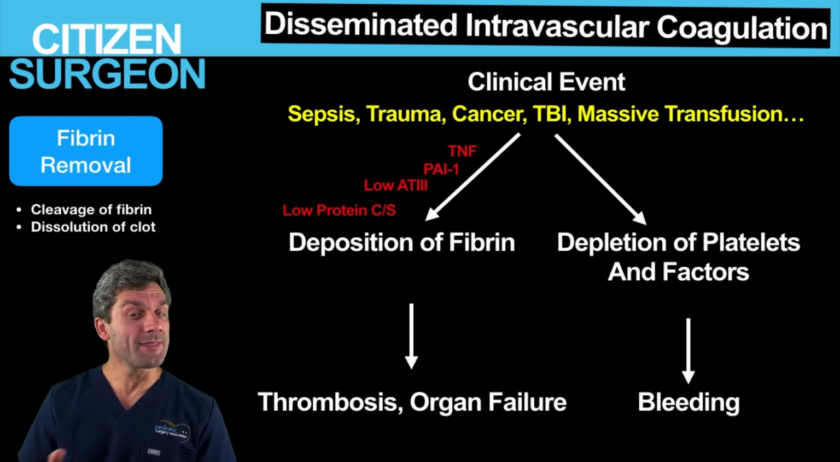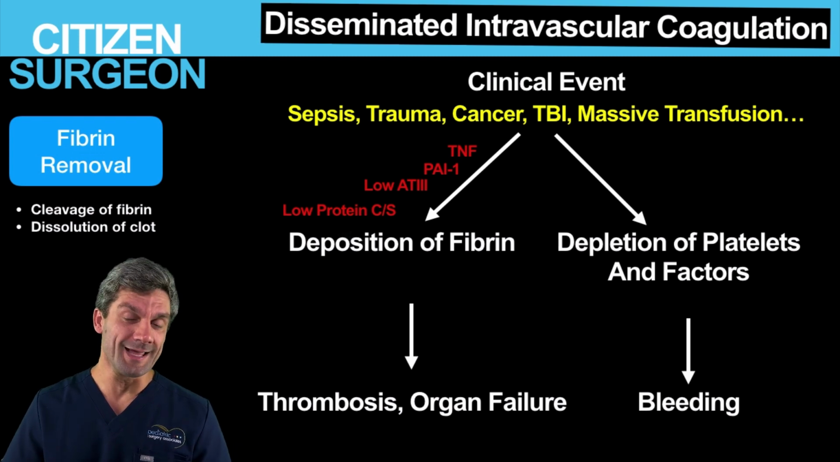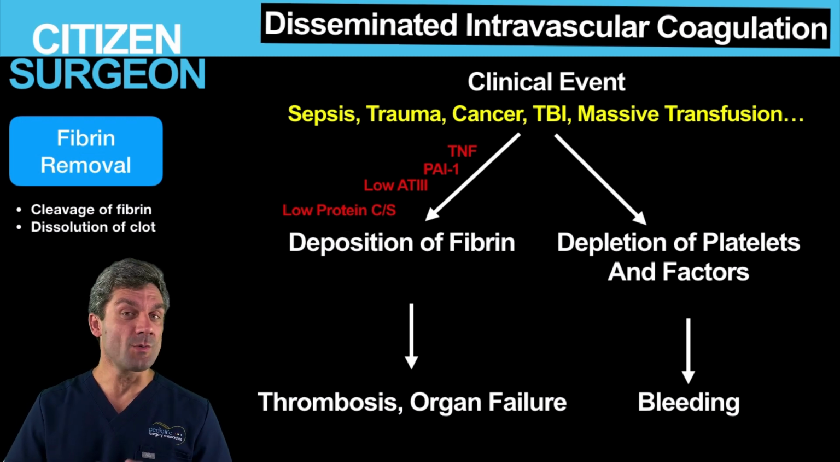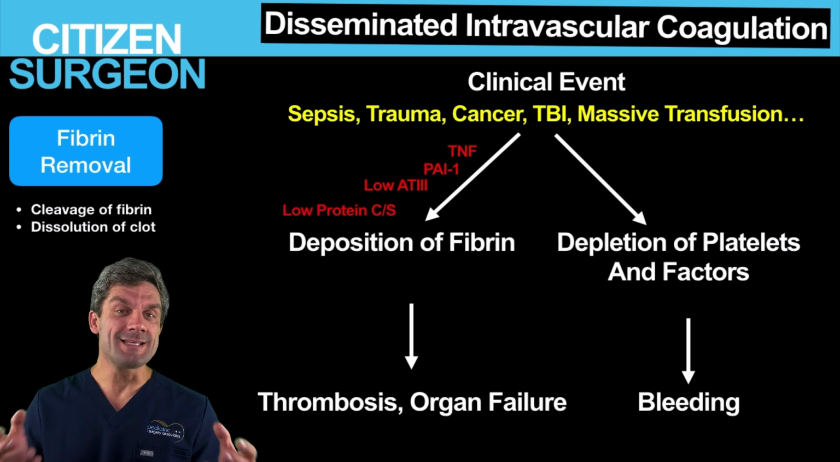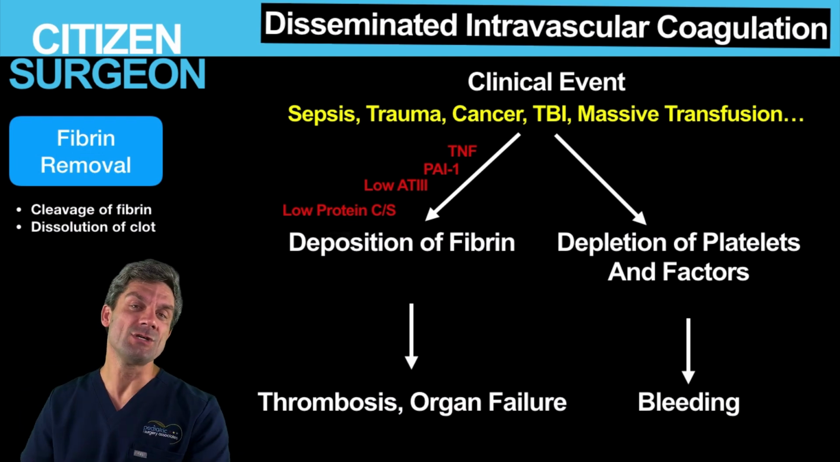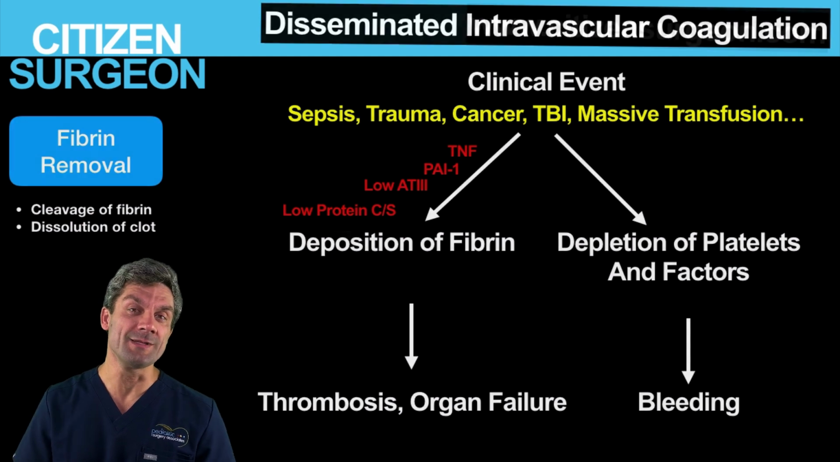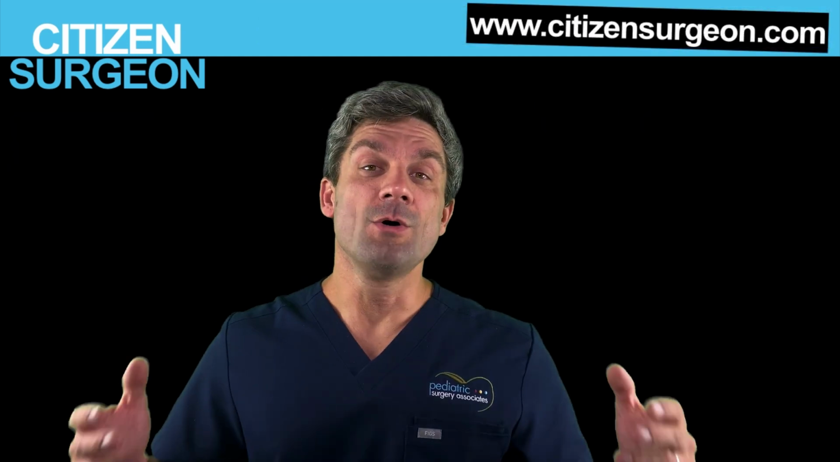At the same time, on the other side, you're getting consumption of cofactors, consumption of platelets, which is going to increase your tendency to bleed. So in disseminated intravascular coagulation, you have an intense inflammatory condition which has set off these two cascades, one leading to fibrin deposition, clotting, and organ failure, and the other leading to platelet consumption and cofactor consumption, which is going to increase your bleeding. And so let's summarize it up.